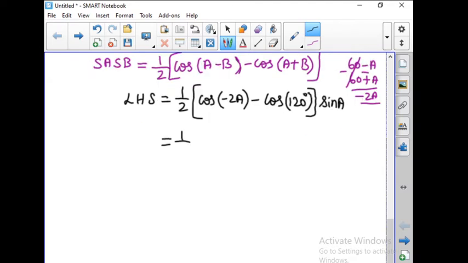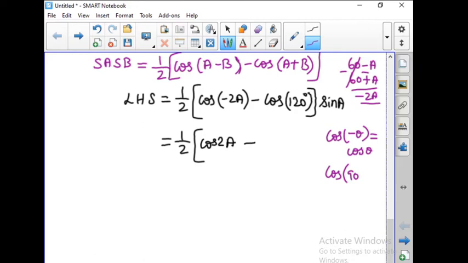இப்போ இதை நம்ம என்ன பண்ண போகிறோம்? We know that cos(minus theta) is cos theta, because cos is an even function. So we can write this as cos 2A minus cos 120. Cos 120 எப்படி எழுதுவோம்? 90 plus 30 எழுதிக்கலாம். So 90 plus 30 lies in the second quadrant. செகண்ட் குவாட்ரண்ட்டில் cos நெகட்டிவாக இருக்கும்.